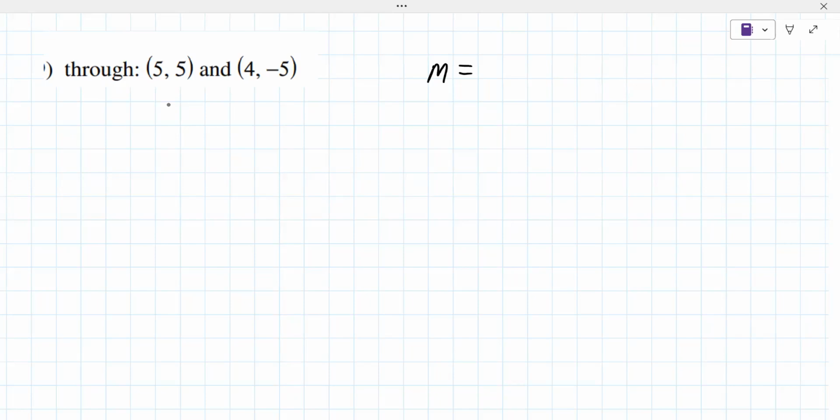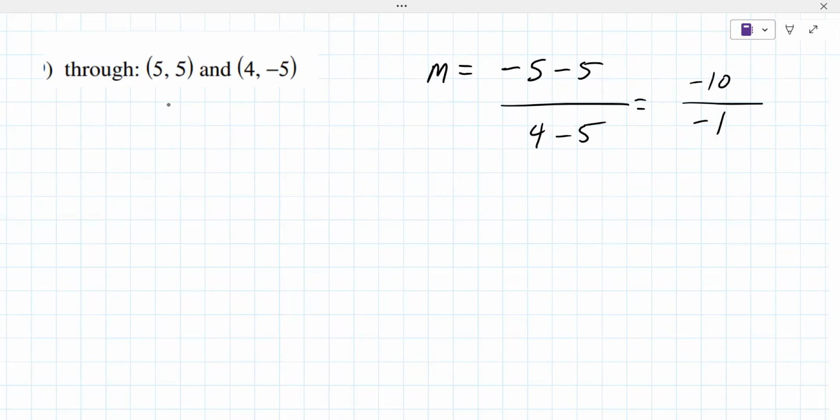-10 over -1. Close. It should be -5 minus 5 over 4 minus 5. Is that what you have written? Yes. -10 over -1. What does that become?